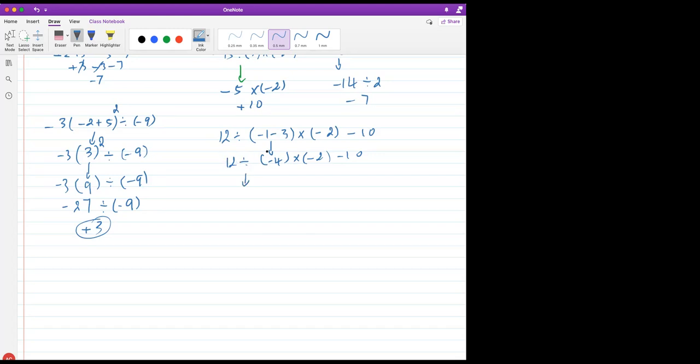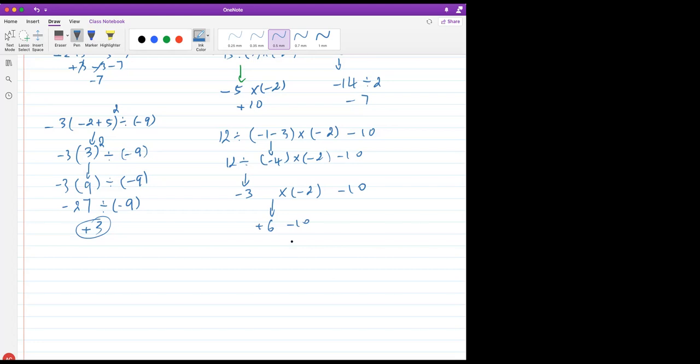Positive 12 divided by negative 4 is negative 3. That's right. Bring the multiplication down. Bring the negative 10 down. Okay, we're down to 2 operations. We have a multiplication here, so now it is positive 6. That's right, negative times a negative, we know it's going to be positive.